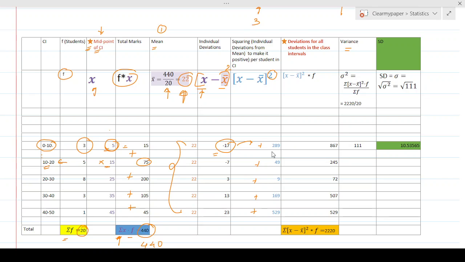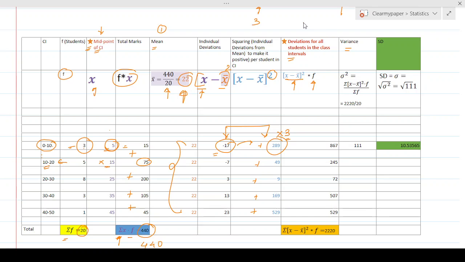And since this squaring of variation from this individual deviation is still for one student, like I explained, we need to still get the total deviations for all the students in this class interval. In this class interval, we have got 3 students. And if this is the deviation for one student, and then we have squared this number, then for all the 3 students, it's going to be this number multiplied by the number of students, which is 3. If you see here, we are taking the squared difference and multiplying it by the frequency to get the deviations for all the students in the class interval.